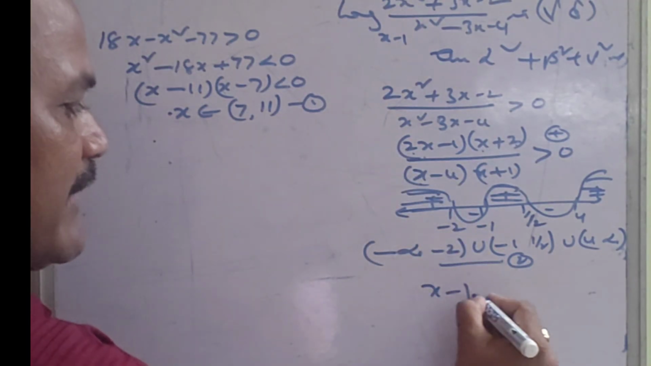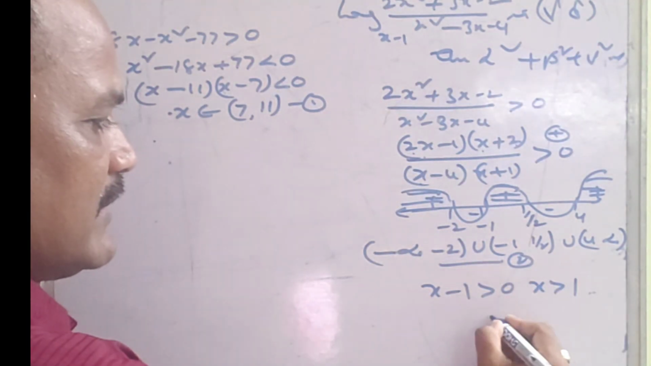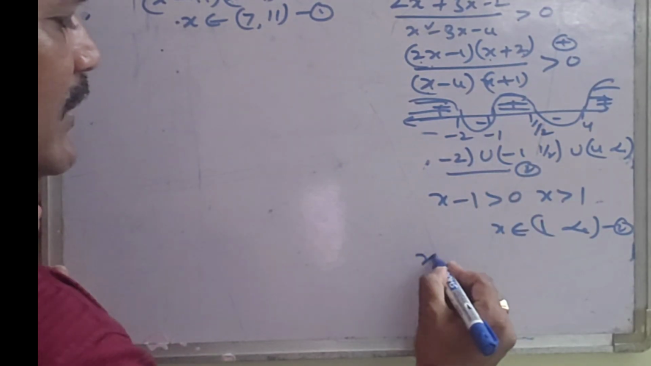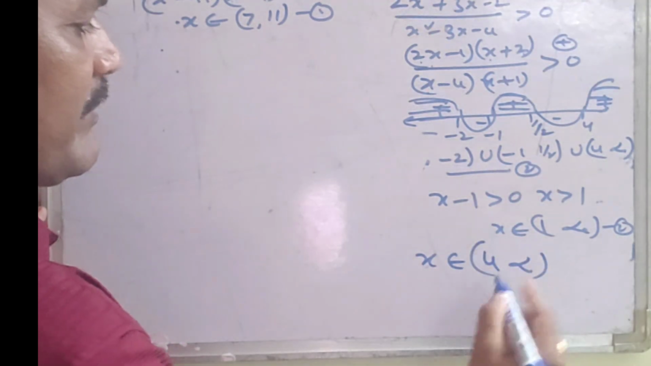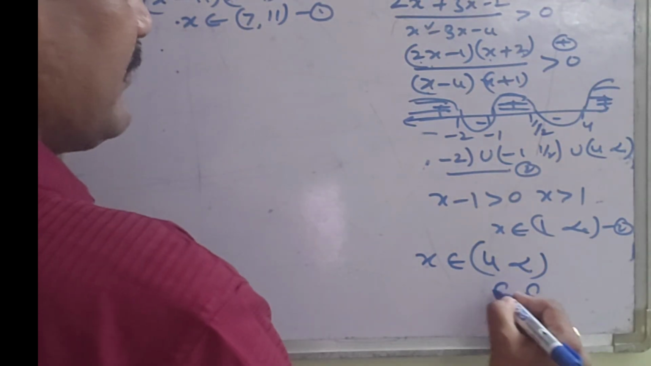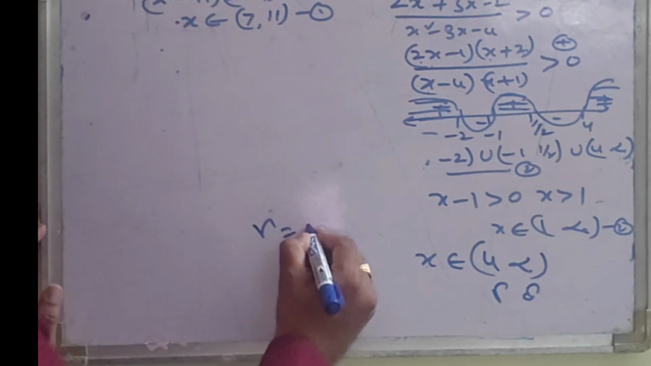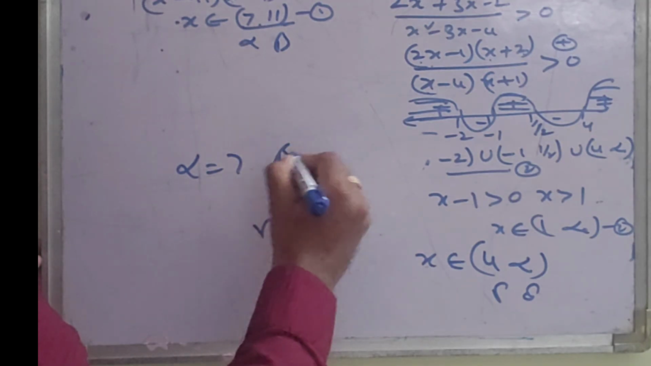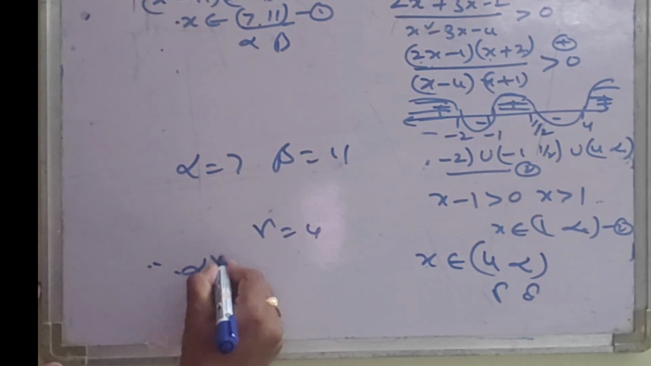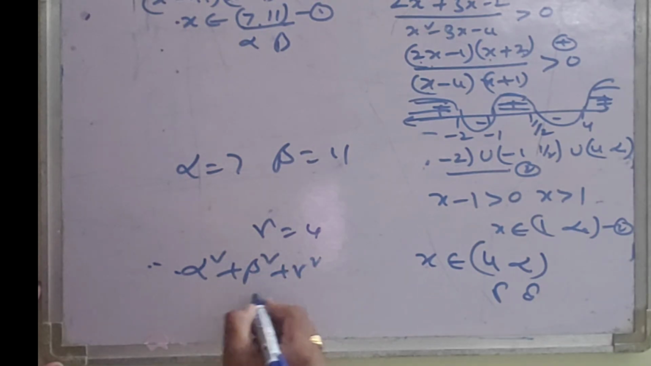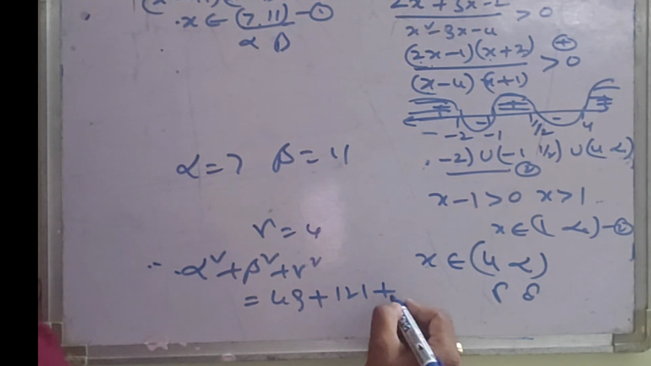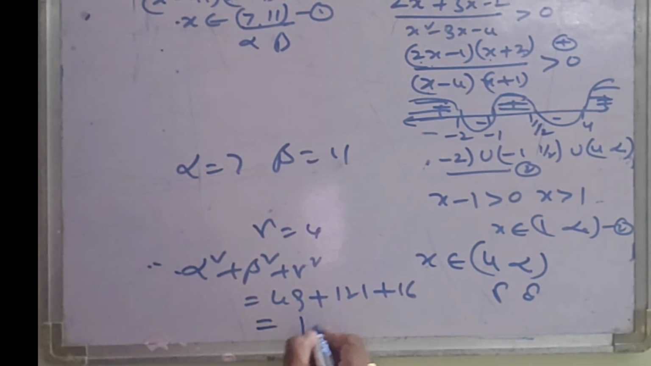And the base x minus 1 greater than 0, so x greater than 1. So x belongs to 1 to infinity. Say 2. Taking these two areas, x belongs to 4 to infinity. So this is gamma, delta, where gamma is equal to 4. Here this is alpha, beta: alpha is equal to 7, beta is equal to 11. Finally, alpha square plus beta square plus gamma square: 7 square is 49, 11 square is 121, gamma 4 square is 16. So the total is 186. The answer is 186.